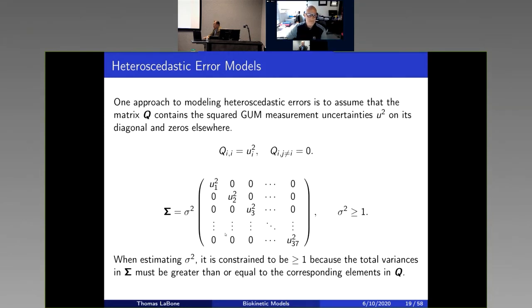So this is what it'll be. It's just sigma squared times each of the measurement uncertainties, and these will go into the least squares equation.